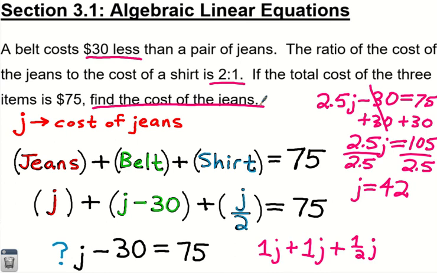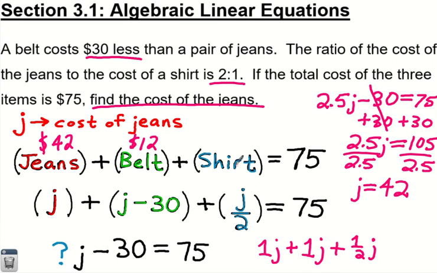If they would have asked for all three items, we could easily do that now to finish it off. And maybe we should anyway, just to double check that we have a correct answer, that it makes sense for the jeans to be $42. So if the jeans were $42, that means the belt is $30 less than that. So that would mean $12 for the belt. Let's write that in there as well. $42 for the jeans. If the belt is $30 less, that means it's $12.